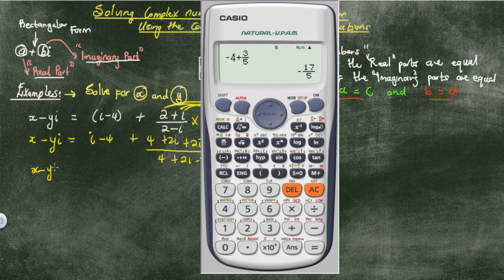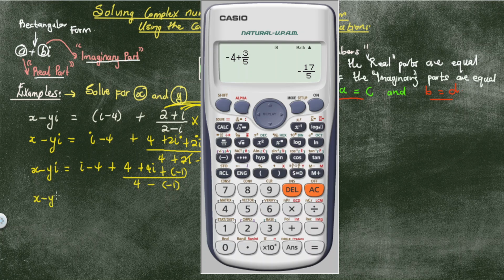x minus yi is equal to i minus 4. Plus 4 doesn't have a like term. This 2i and this 2i are like terms. They give me a 4i. And then i squared, that's minus 1. So that's going to be a minus 1 divided by 4. This cancels this. I'm left with minus i, so it's going to be a minus 1.